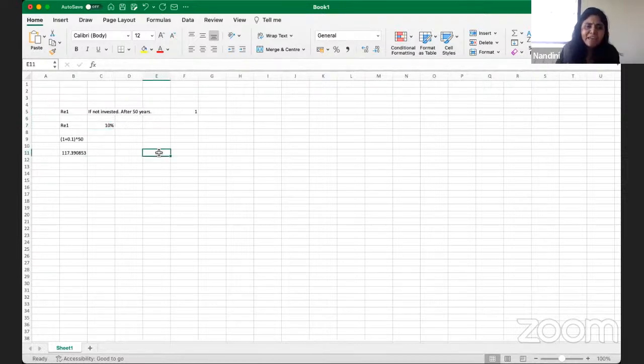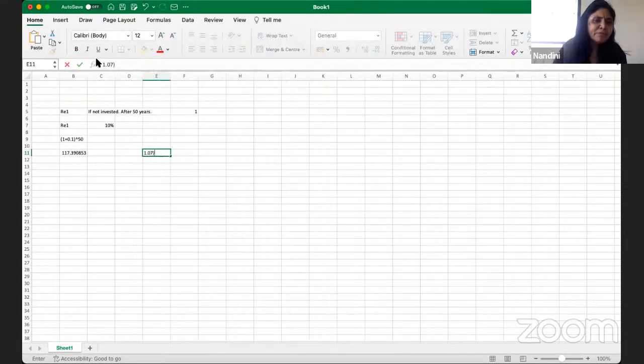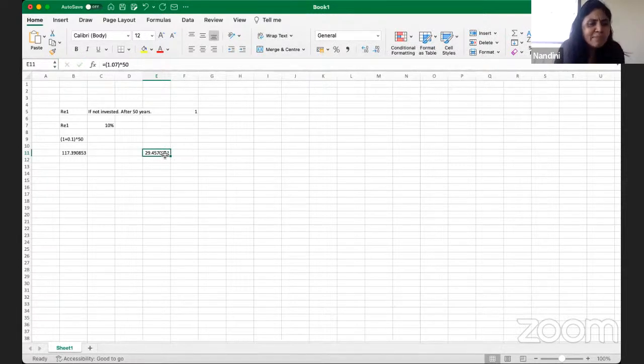If I put it in the bank, which gives me 6% or 7%, let me take it as 1.07, 7% interest. Even if I put it in an FD, what do I get here? It has given me 29 rupees, correct? When I put it in an FD, I still got 29 rupees. It is still not that 1 rupee. So what is happening here?